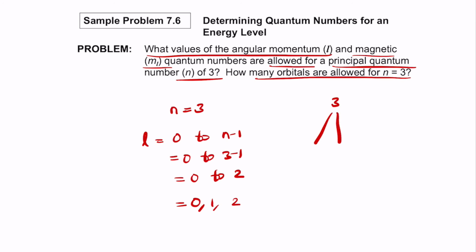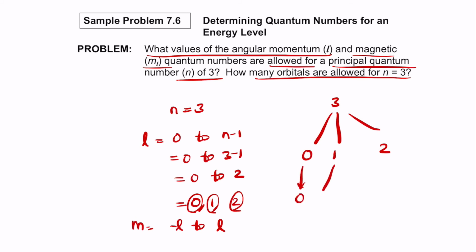So for a principal quantum number of 3, you can have 3 different subshells. So L here represents the orbital type. And next, for the magnetic quantum number, each m is from negative L to L. Notice that there are 3 different ones. For 0 you start from 0. For 1 you get negative 1 to 1, which is negative 1, 0, 1. And for 2 you get negative 2, negative 1, 0, 1 and 2. So this is how we can find the numbers.